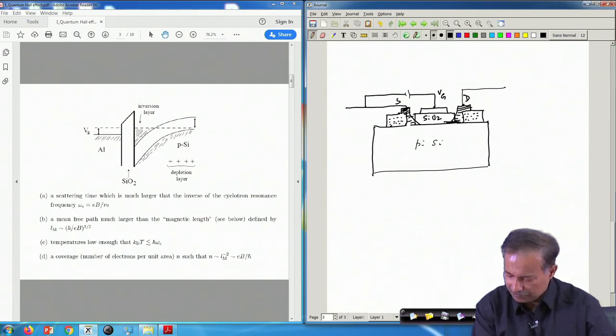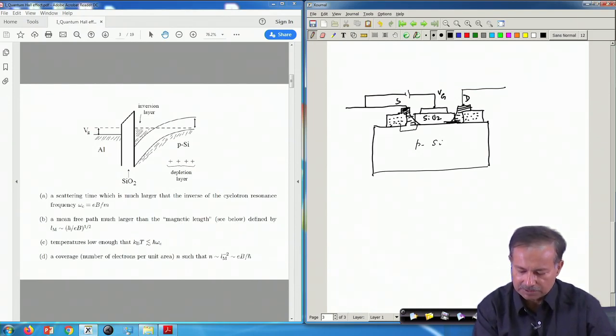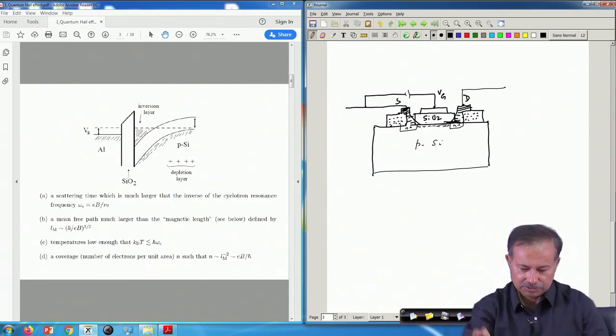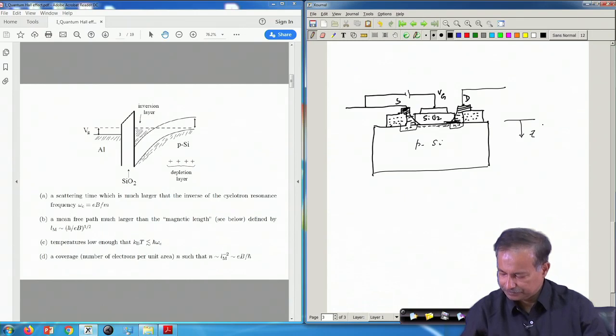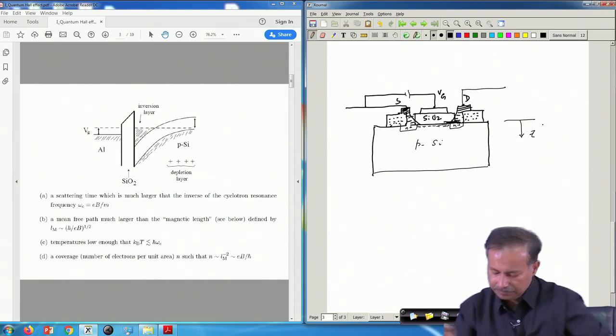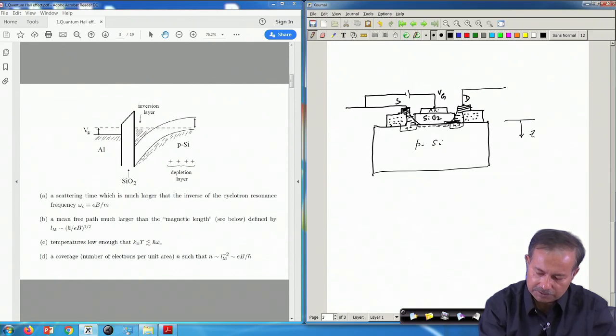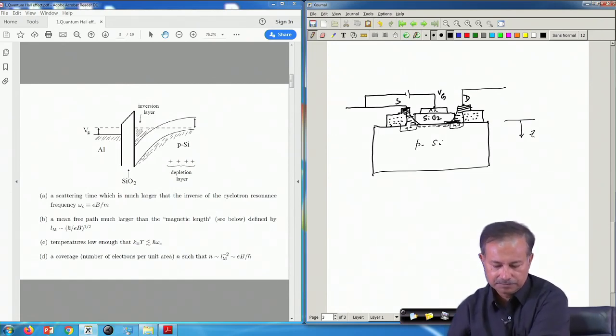So, because of this configuration you will have an n plus region here, and there is a confinement of the carriers, the electrons, in this region just below this SiO2 layer, and they are confined. I will show you why and how they are confined. The axis is such that the downside is Z. So, this is my aluminum gate. Okay.